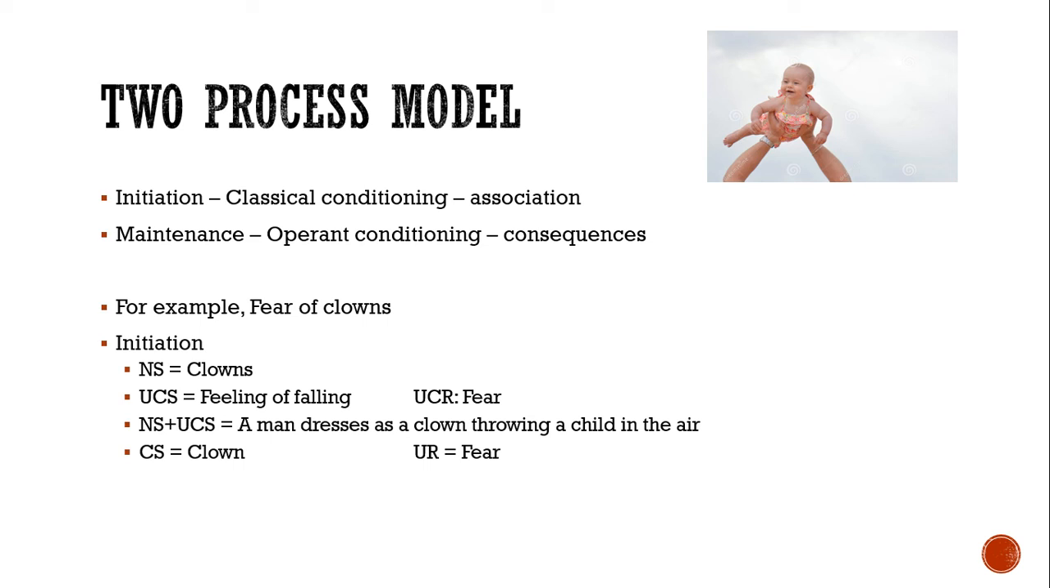Classical conditioning, which is learning through association, explains the initiation, the first development, and operant conditioning, which is learning through consequences, ensures that we continue that behaviour, the maintenance. So, for example, for classical conditioning for the initiation, the neutral stimulus is clowns. Initially when children are born, automatically they don't show any kind of phobia, fear or emotion to clowns. They have to learn one.